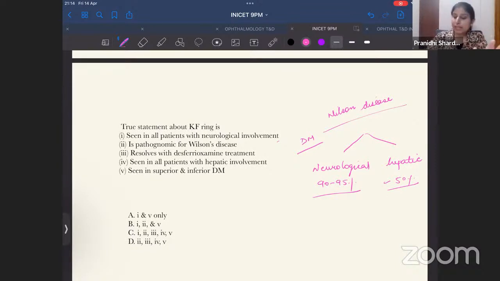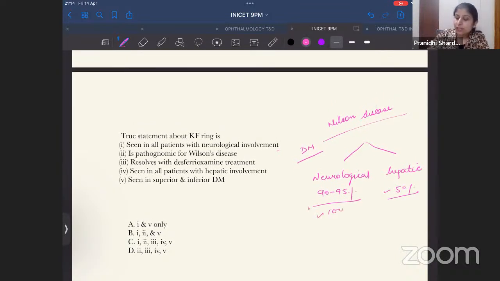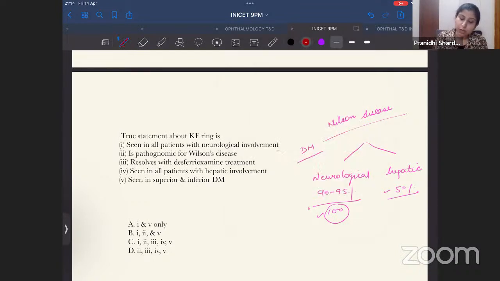Okay, so 90 to 95%, and as the question asks about all patients, we can roughly say approximately 100%, or all the patients, while in hepatic, around 50% of the patients with Wilson's have KF rings. So the first option, which says that it is seen in all patients with neurological involvement, is true.